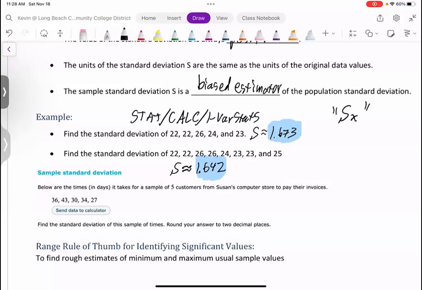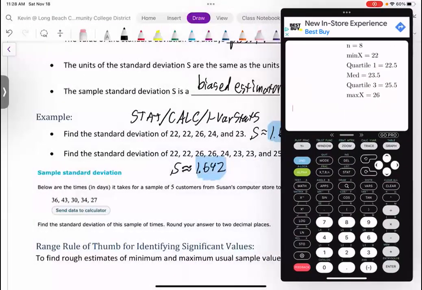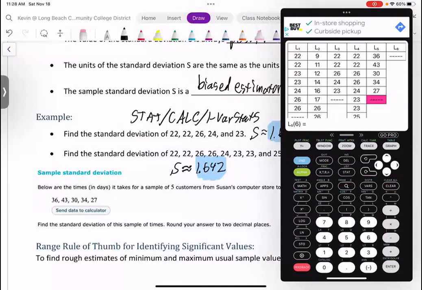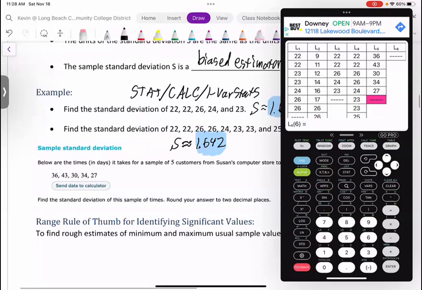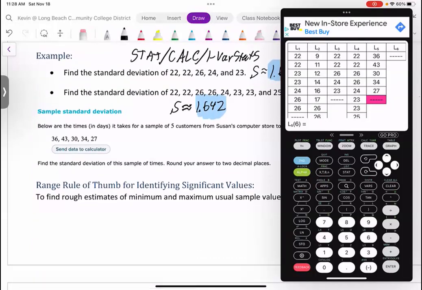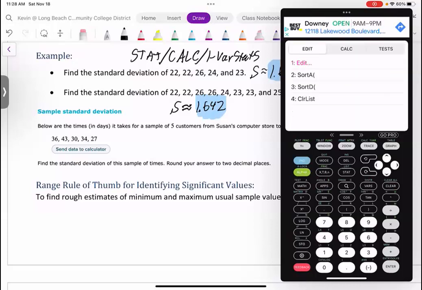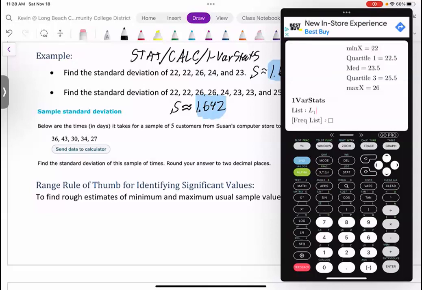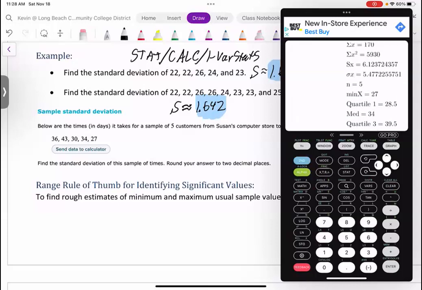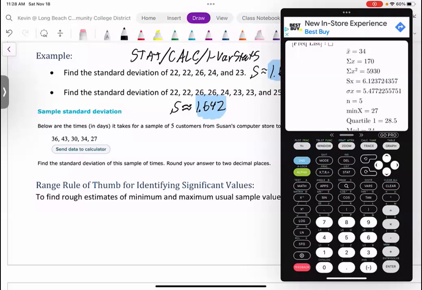All right, let's do another one. I'm going to go to my list, and we can see list 5 is this list of scores here for Susan's computer store for the 5 customers. We want to find the standard deviation based on list 5 here. So I'm going to do stat, calc, 1-var stats. I need to change it to list 5, second 5. And here is my standard deviation.